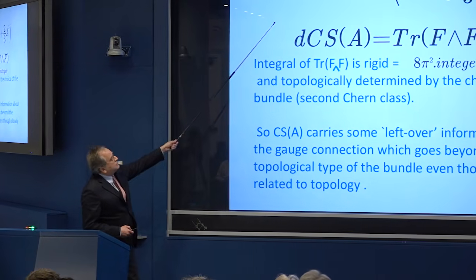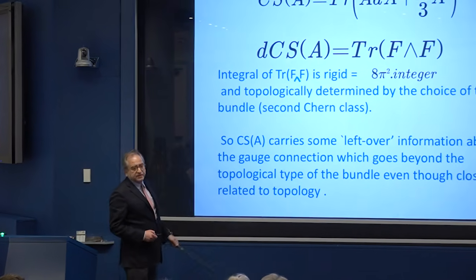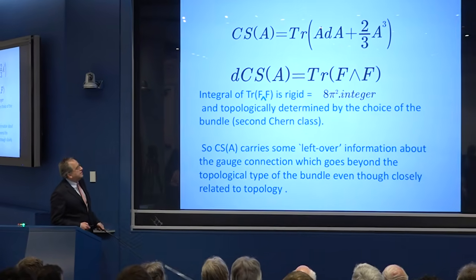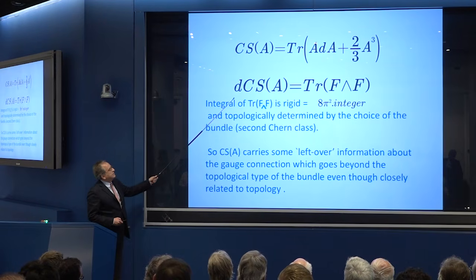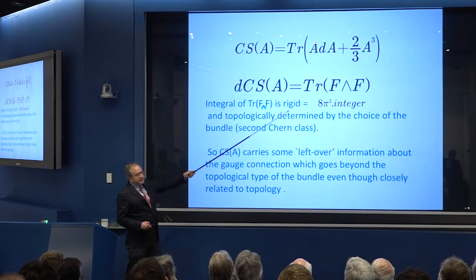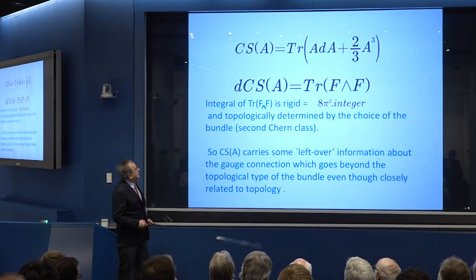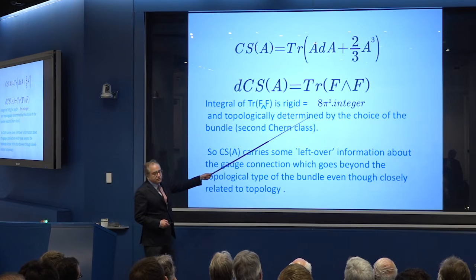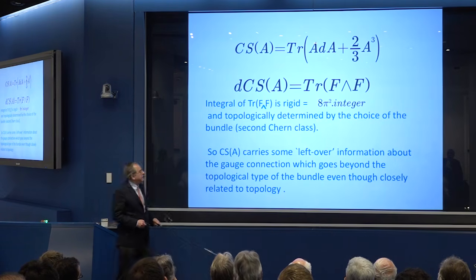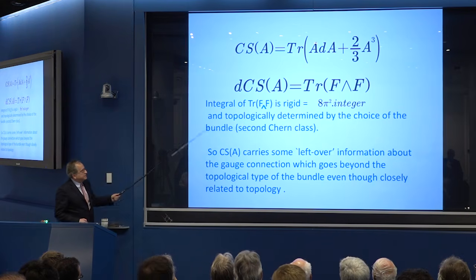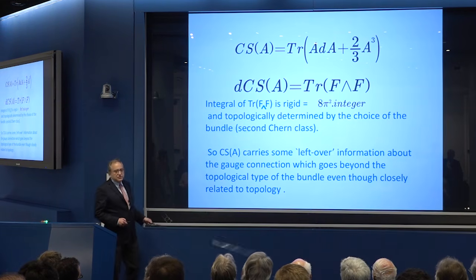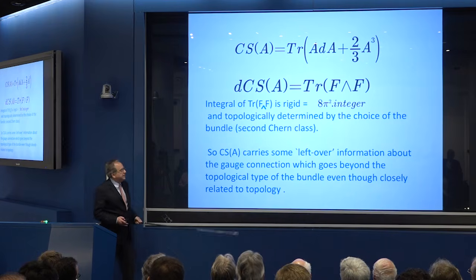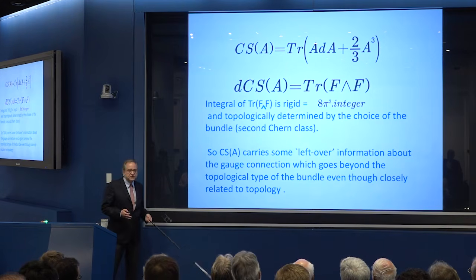So this Chern-Simons term is denoted in this form, typically in the physics literature. And it has the property that if you take d of it, it gives you the trace of F wedge F. And the integral of this trace of F wedge F is rigid. It's 8 pi squared times an integer, and this integer is determined by the topological type of the bundle. So in some sense, it's very rigid. It's the second Chern class. It's a very rigid object.